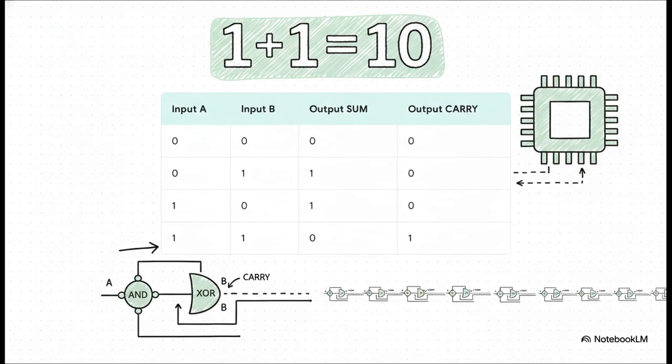Now, let's zoom in on that last row of the table. What happens when we add 1 plus 1? Well, in binary, the number 2 is written as 1, 0. And look at that. Our circuit correctly gives us a sum of 0 and a carry of 1. Boom! This simple little circuit just did a math problem. Now just imagine chaining millions or even billions of these together, and suddenly you can see how a computer can tackle some seriously complex calculations.